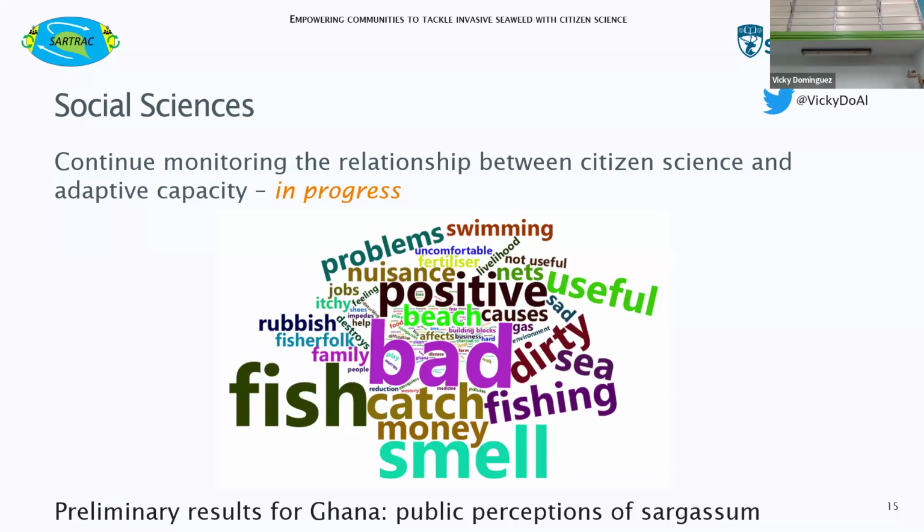But you may notice something interesting. We see positive, useful. When you dig into that data, what you see is that the kids are actually the ones saying those words because they have already been trained and shared with some of the knowledge of sargassum. So they know there are people somewhere in the world doing something or trying to create something. So that's where those words are coming from, those kids that already know about sargassum.